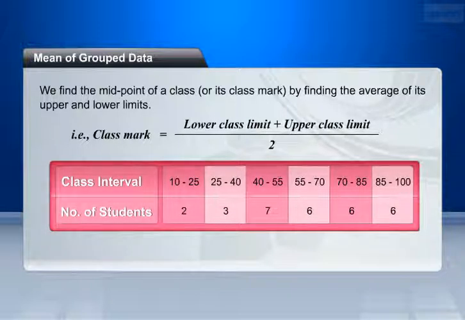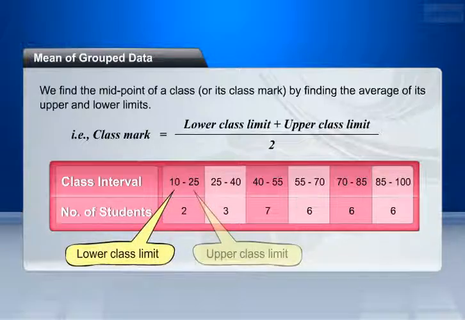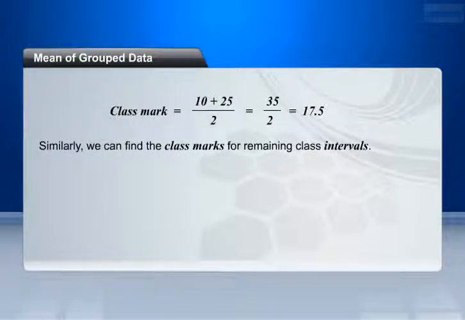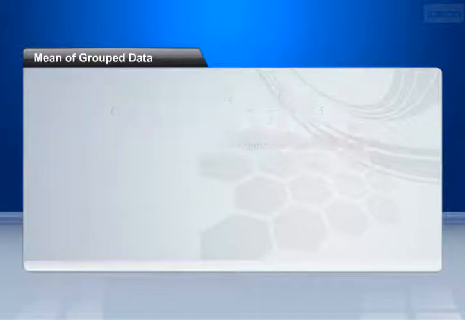Now, consider the class interval 10 to 25. Here lower class limit is 10 and upper class limit is 25. For the class interval 10 to 25 the class mark equals 10 plus 25 divided by 2. This is equal to 35 divided by 2. This is equal to 17.5. Similarly, we can find the class marks for remaining class intervals as follows.